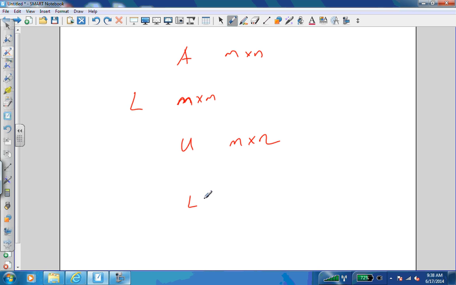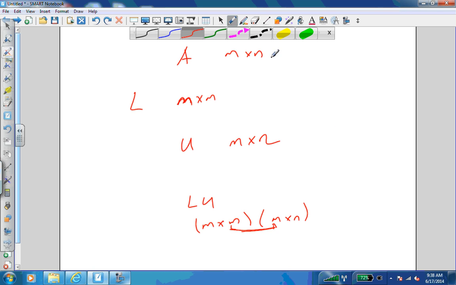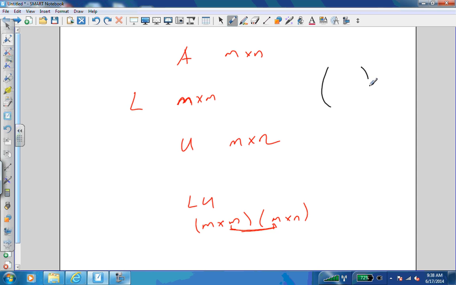Notice if we do LU, we have an M by M and an M by N. Those are compatible, so we can multiply those, and the size that we get is M by N, which is what A is. So we're going to do the same type of thing. We would take A and we would row reduce it until we had an upper triangular.